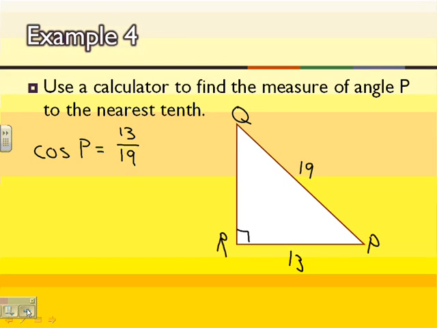This is where we need the inverse, because right now P is part of that cosine function. I can't just divide by it, because cosine by itself, that's not a number, it's an operator. So to get rid of it, I'm going to take the cosine inverse of both sides. And the way we're going to show that is P equals the cosine inverse, a little -1, of 13 over 19.